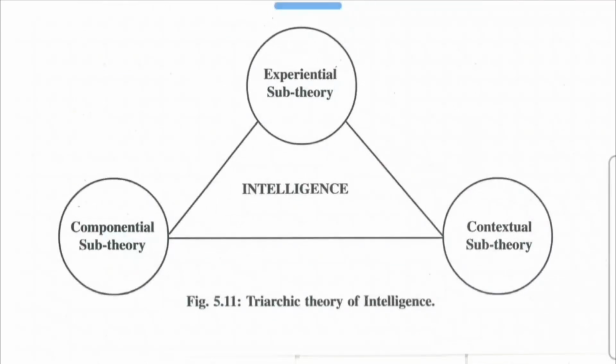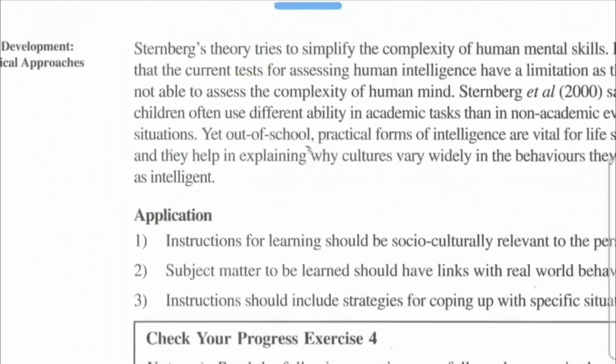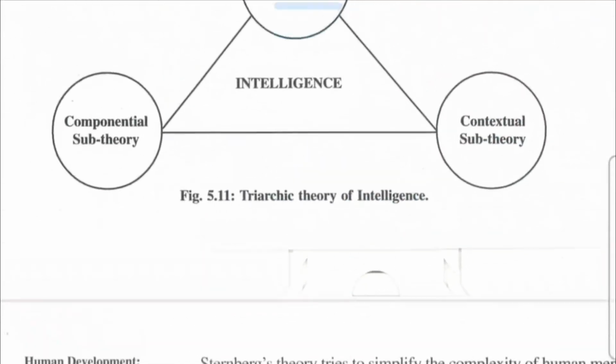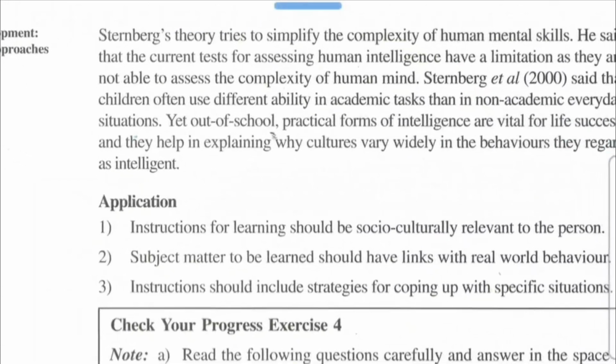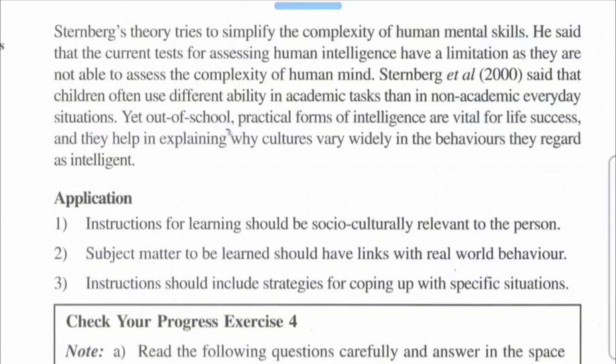Intelligence, cognitive learning and intelligence theories. Fig 5.111, triarchic theory of intelligence. Sternberg's theory tries to simplify the complexity of human mental skills. He said that the current tests for assessing human intelligence have limitations, as they are not able to assess the complexity of the human mind.